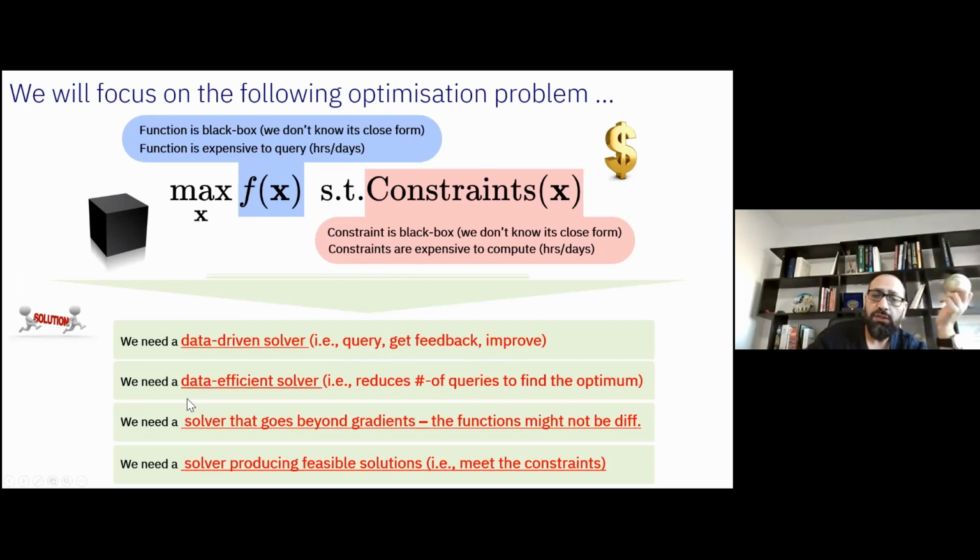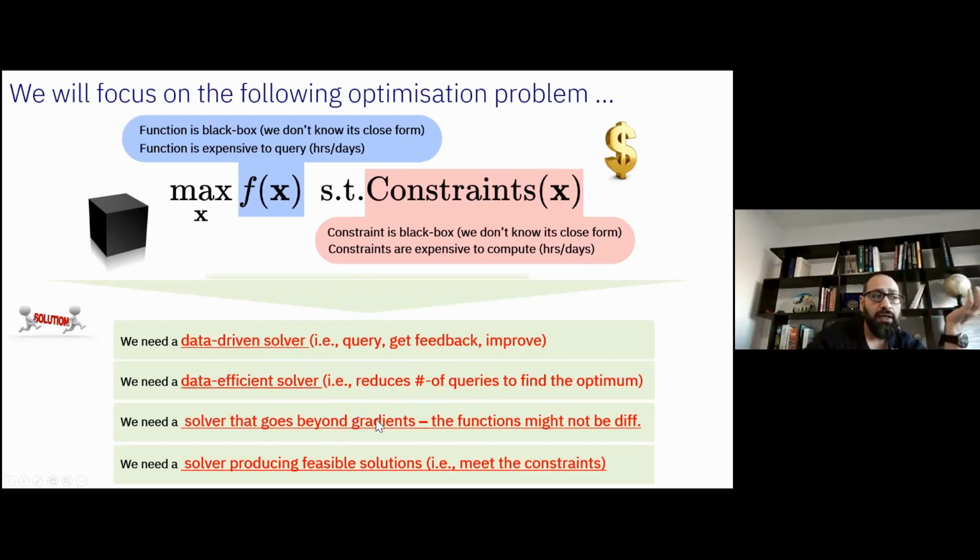But more importantly, I want the solver to be data efficient, because the function is very expensive to query. So I cannot go standard machine learning on it, where I just assume I have a gazillion data points for this problem, because collecting these data points is a lot of money and a lot of expense. So not only do I want a data-driven solver, but I also want a solver that will reduce how many queries I will ask from this function.